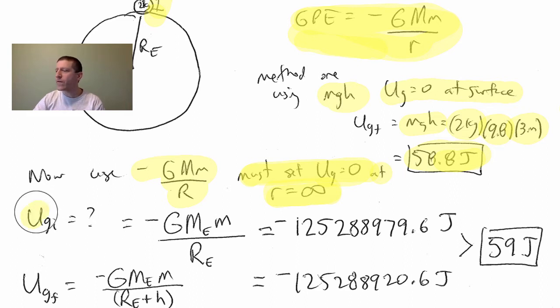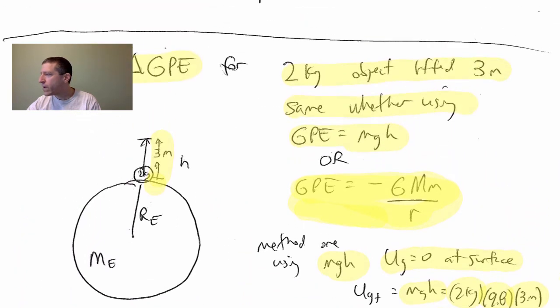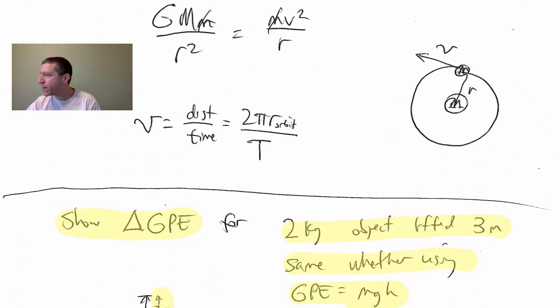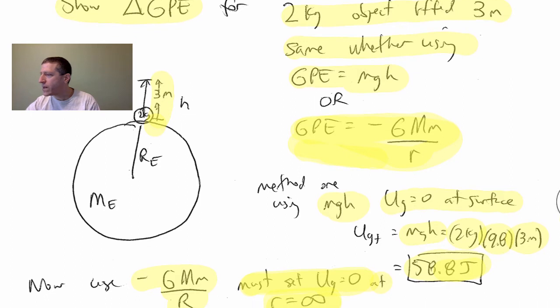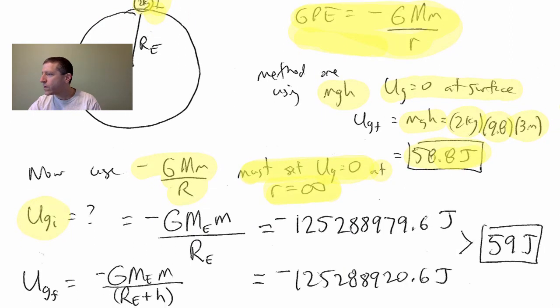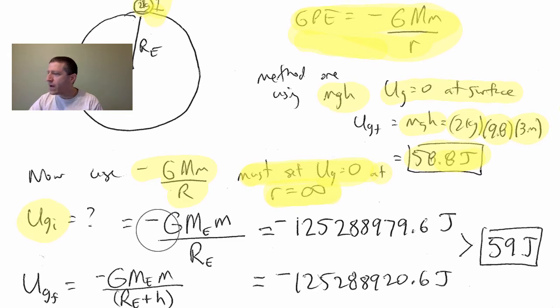Well, what's the initial gravitational potential energy? After all, we're looking for our change. Well, we're starting off at the radius of the Earth. Just to review what we're doing here, we're starting this thing off right here. That's where it is right now. It's at r of the Earth. So let's go ahead and figure that out.